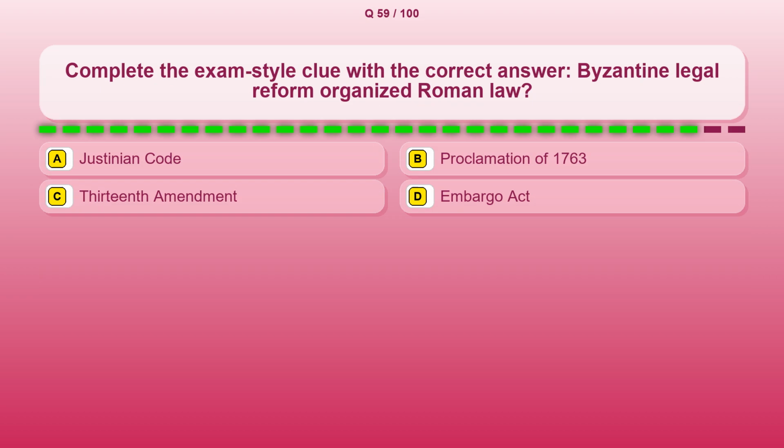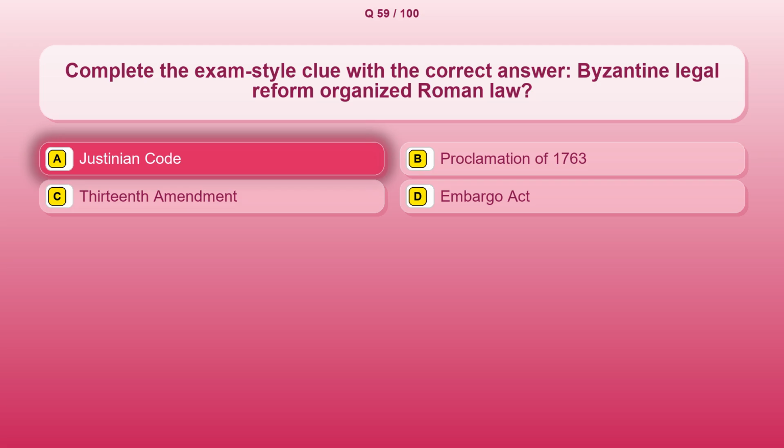Question 59. Complete the exam-style clue with the correct answer. Byzantine legal reform organized Roman law. Option A, Justinian Code. Option B, Proclamation of 1763. Option C, 13th Amendment. Option D, Embargo Act.